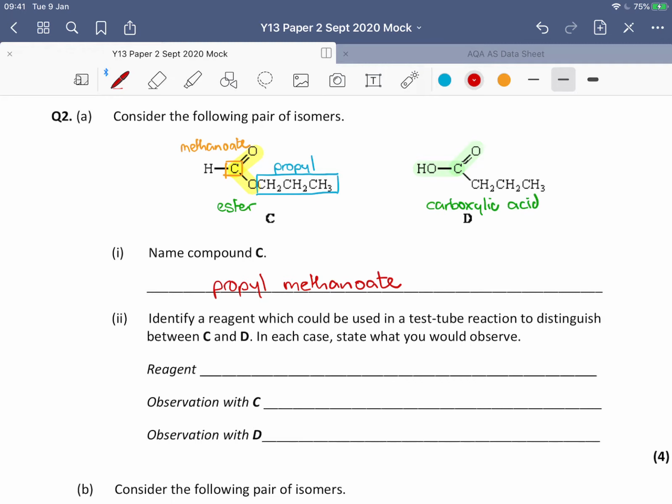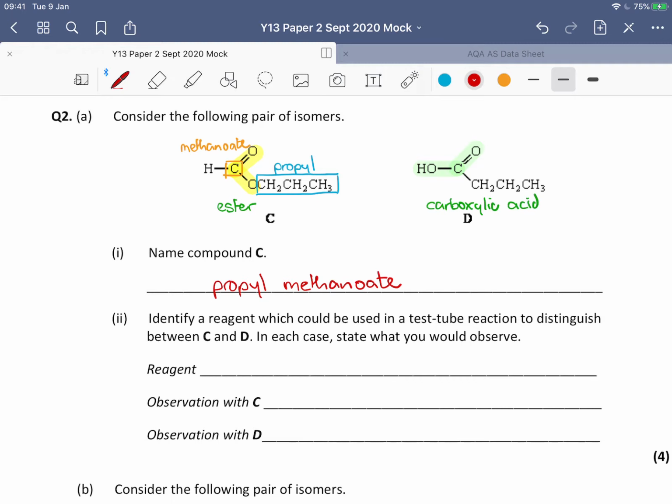All right, so identifying a reagent which could be used in a test tube reaction to distinguish between C and D. In each case, state what you would observe. So there will be choices for something like this. But I'm going to go for the standard, the most common examples. There's no point me listing all of them to you because that will just potentially be confusing.